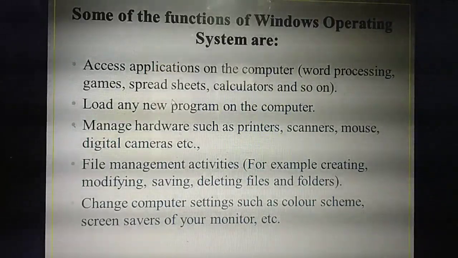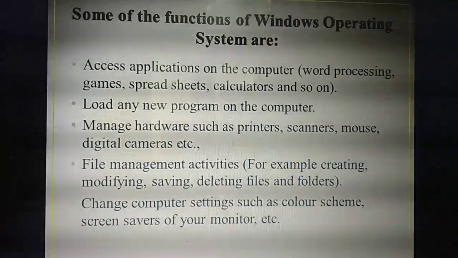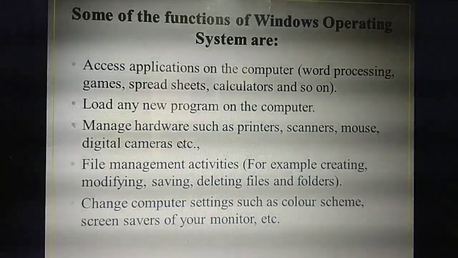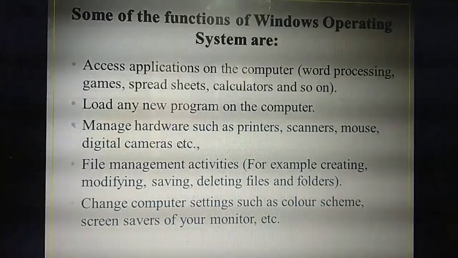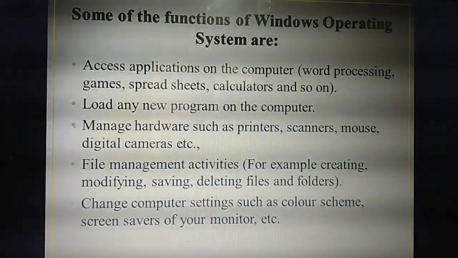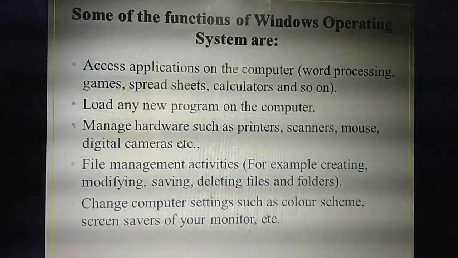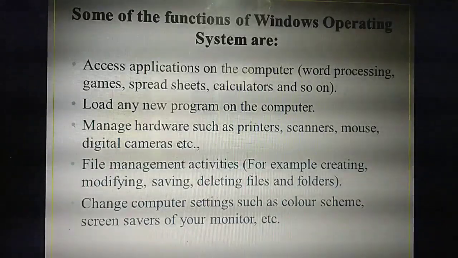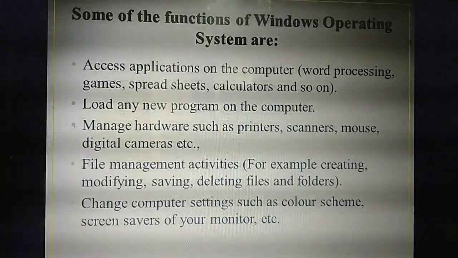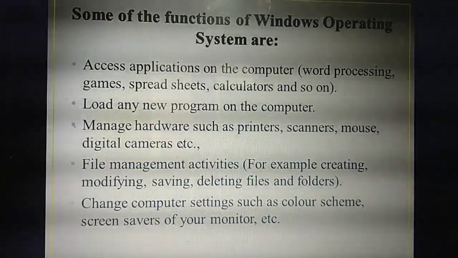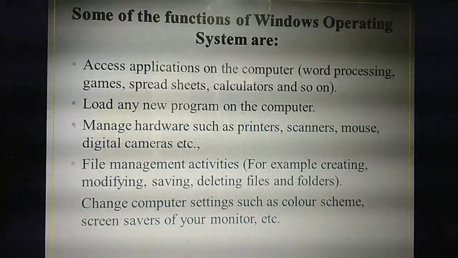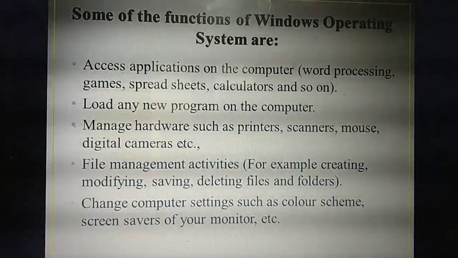What's the first point of the functions of Windows operating system? It will access applications. Whatever applications you are installing on a computer, it will access them. Understand? Then the second point is load any new program on the computer. If you are installing any new software, that software will also load as a new program. That means any new software can be installed in the particular system with the support of the OS. That's the meaning of load any new program. Understand the second point?